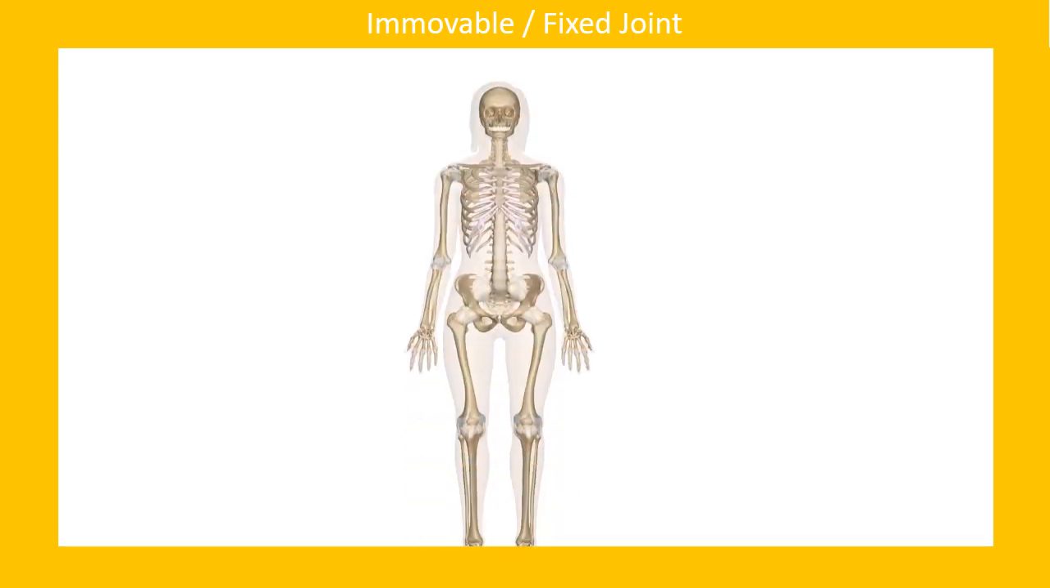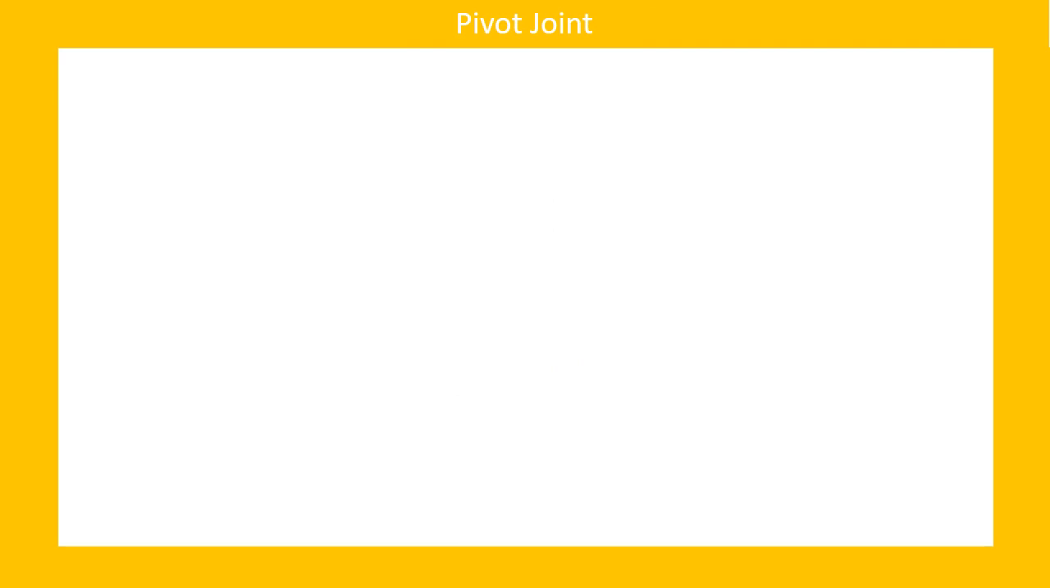Now I will show you one example of an immovable or fixed joint. The immovable or fixed joint in our body is only one, which is in our skull. Now the pivot joint, which is a movable joint, I will tell a few points about the pivot joint.